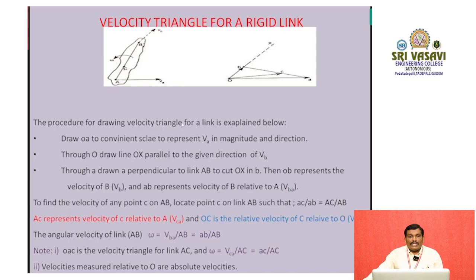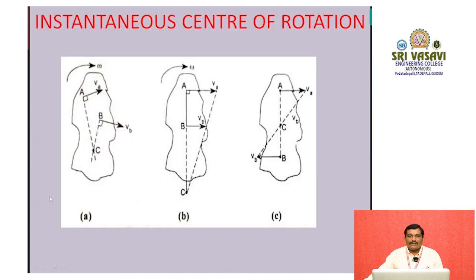The angular velocity of link AB, represented by omega, is equal to VBA by AB. VBA means ab, so ab by AB. See, note here, OAC is the velocity triangle for length AC, then omega is equal to VCA by AC, which is equal to ac by capital AC. Velocity is measured relative to O, or absolute velocities.